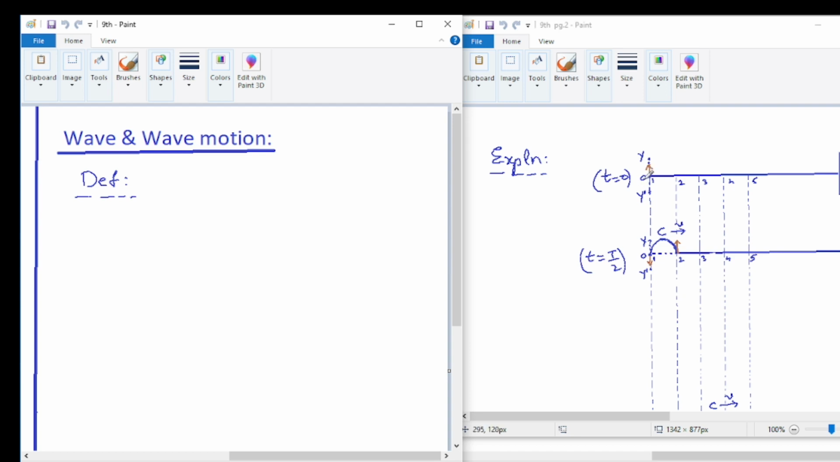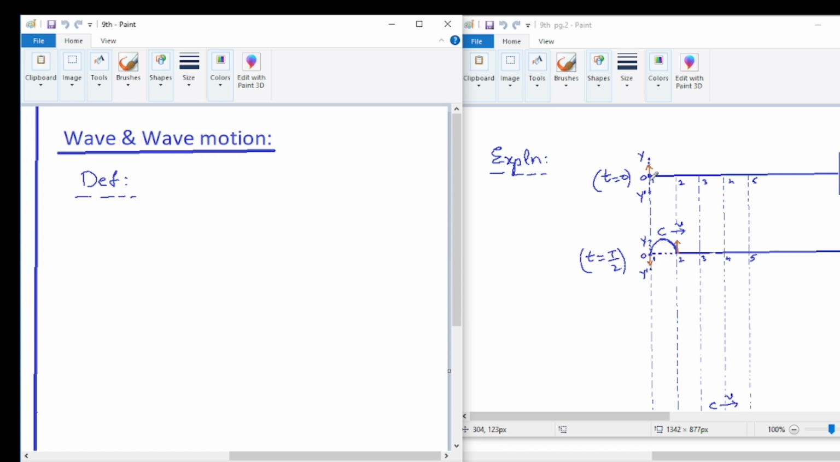It is denoted as O. Now what we are doing is disturbing the string at the left end. We are holding the left end of the string, particle one, and giving the string a jerk. We are moving it up to the position Y, and then immediately moving it down again back to the same position. This is an upward jerk.